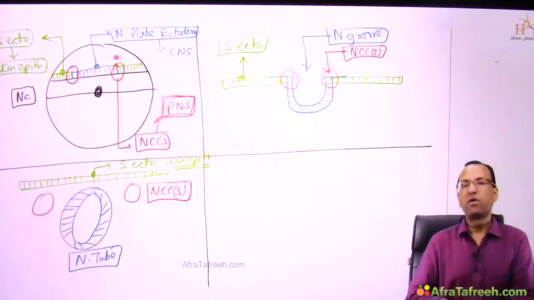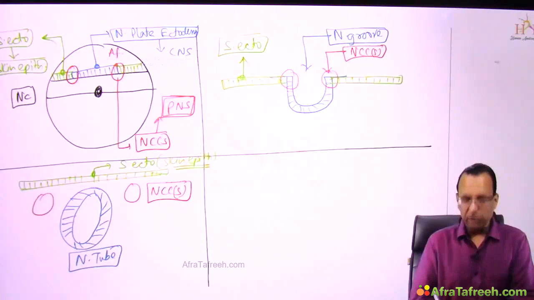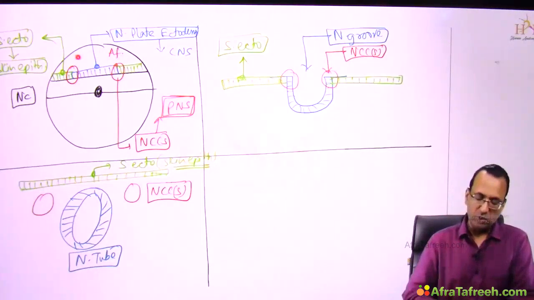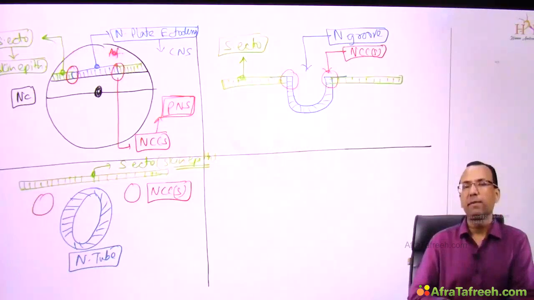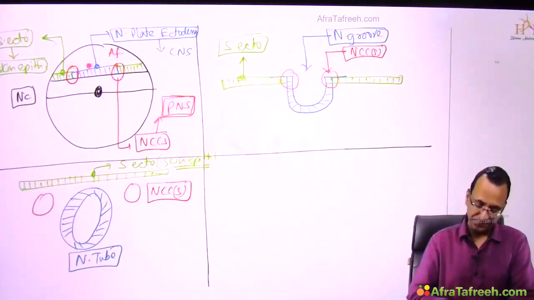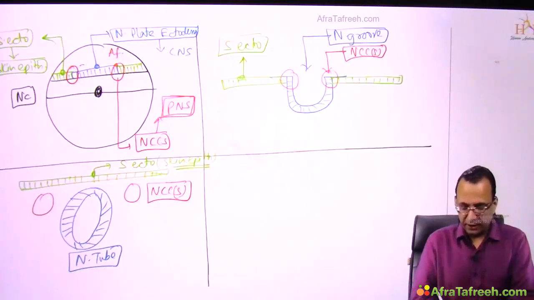Filled with some fluid called amniotic fluid. There you have the amniotic cavity filled with amniotic fluid. So the dorsal cavity is the amniotic cavity, which is filled with amniotic fluid. There will be some amniotic fluid on the neural plate. That amniotic fluid on the neural plate will be moving into the neural groove.